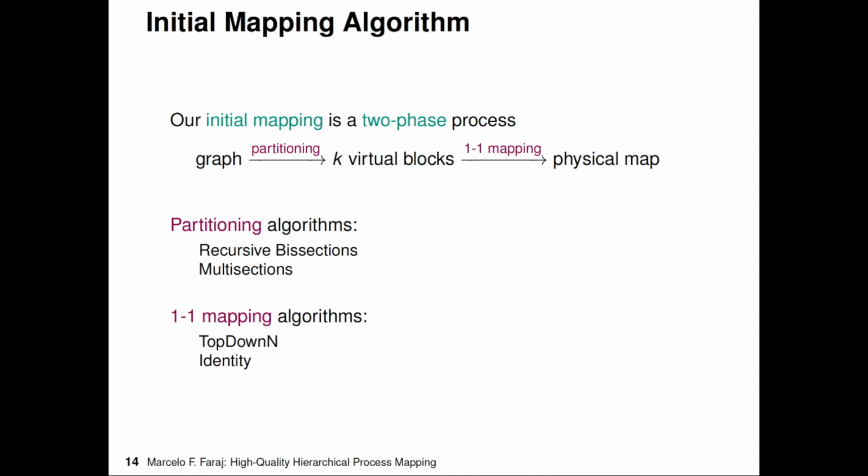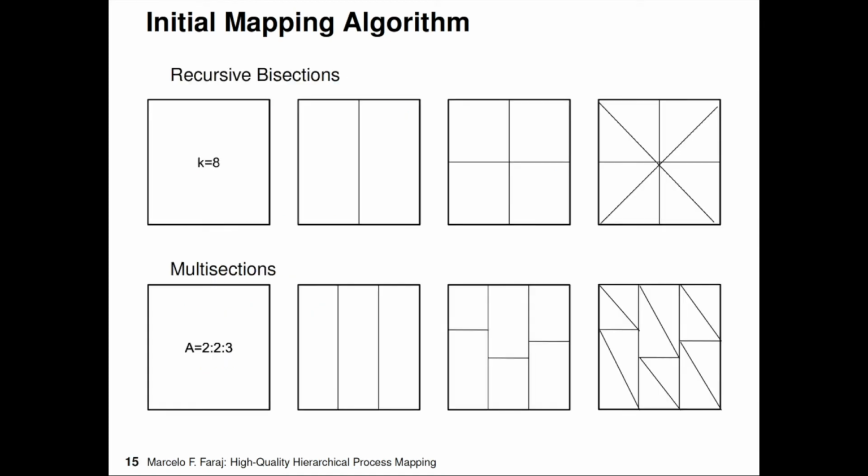For the partitioning, we consider two possible algorithms, the recursive bisections and the multi-sections. And for the one-to-one mapping, we also consider two possible algorithms, the top-down N and the identity algorithm. We have already explained both, describing the state of the art. About the recursive bisections, you have the whole graph, you do a bipartition on it, obtaining two graphs, and for each of these two graphs, you again do a bipartitioning and repeat this recursively over and over until you have the correct number of partitions.